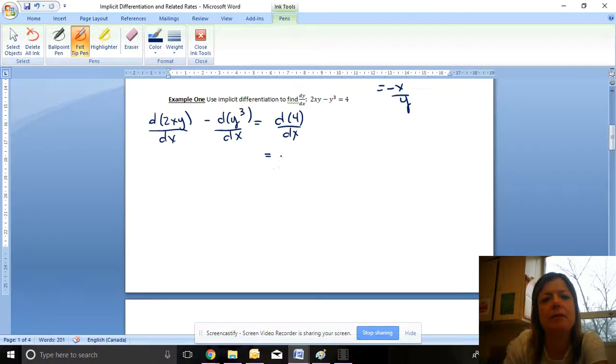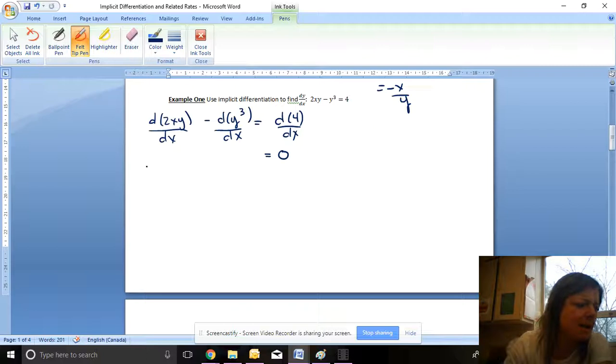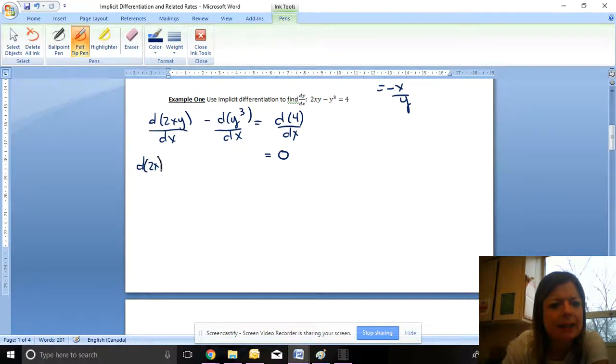Okay, so the derivative of the constant is 0. That's kind of the most obvious one. And then we're going to separate this into d of 2x over dx times y plus... I shouldn't have put this equals 0 there. Okay, so what is this here that I'm doing? So I'm looking at this as a product rule. So I'm taking the derivative of 2x with respect to x times y plus 2x times dy dx.